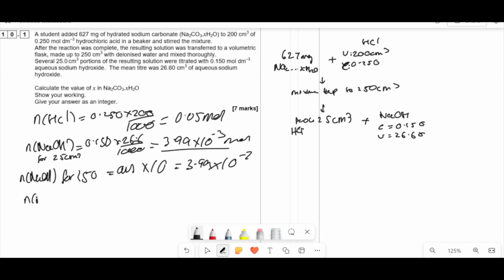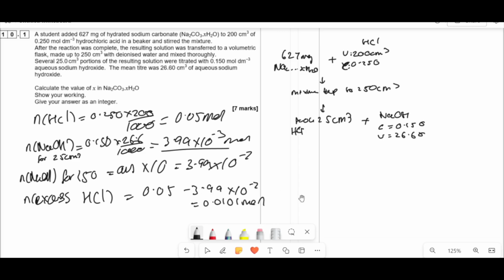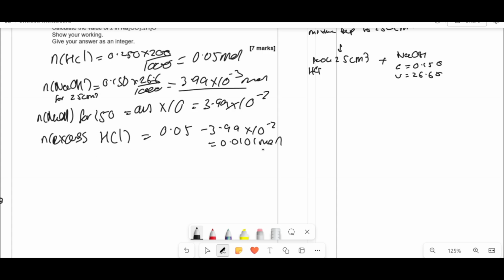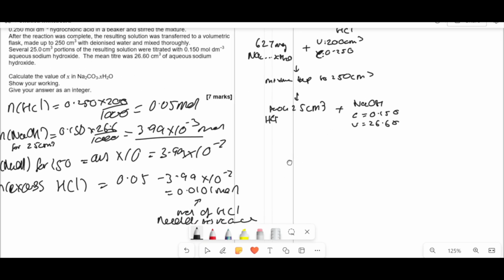So the moles of the excess HCl is going to be your HCl one, which is 0.05 minus 3.99 times 10 to the minus 2, right? So if we do that, we end up getting 0.0101 moles. This is what was left. This is what's left when we've accounted for however much was here and here. That must mean that this is the moles of the HCl needed to react with that Na2CO3.xH2O.